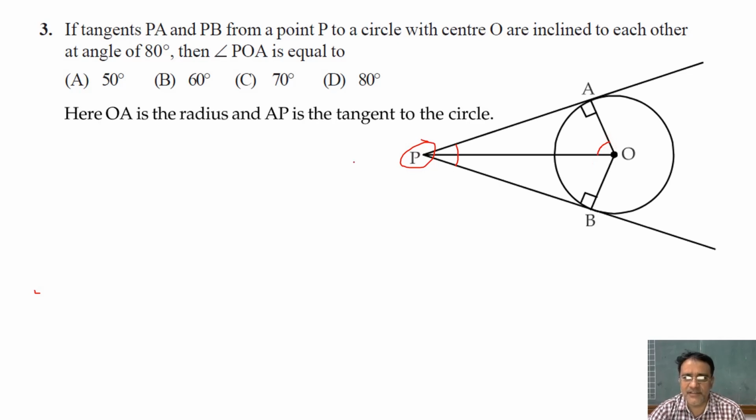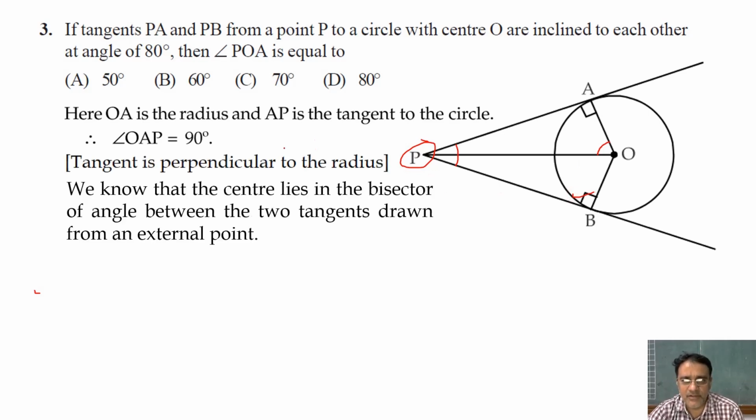So let us start with the first step, that is OA is the radius and AP is the tangent to the circle. So we know that the tangent is perpendicular to the radius, so we can write that angle OAP is equal to 90 degrees. Similarly, this angle is also 90 degrees. Okay. Right. Now we know that the center lies on the bisector of the angle between two tangents drawn from an external point. So this is 40 degrees because the full angle is 80 degrees and this angle is also 40 degrees.